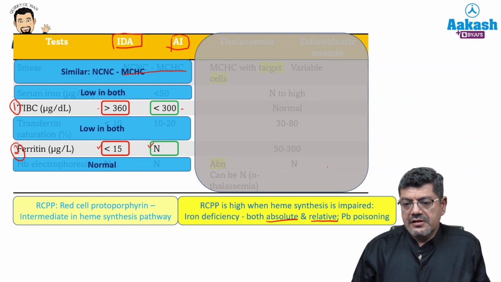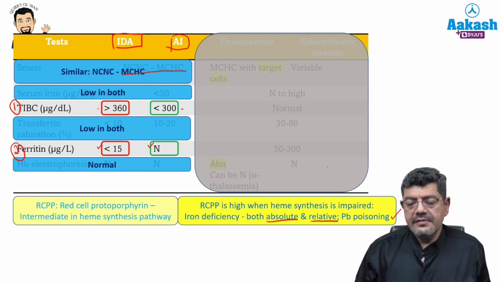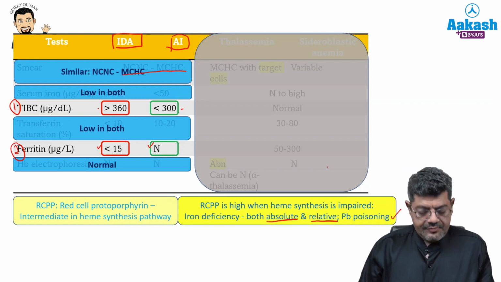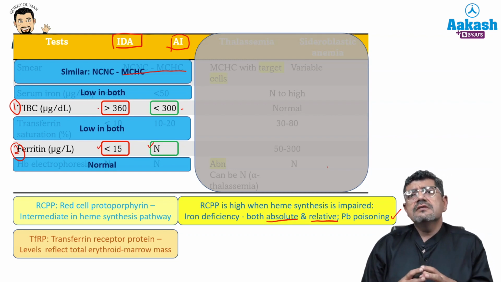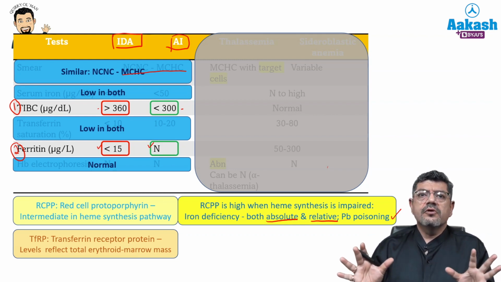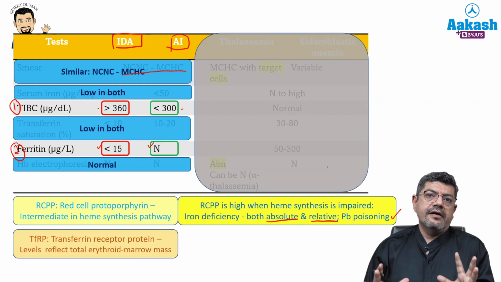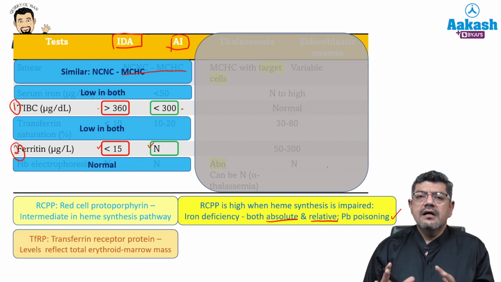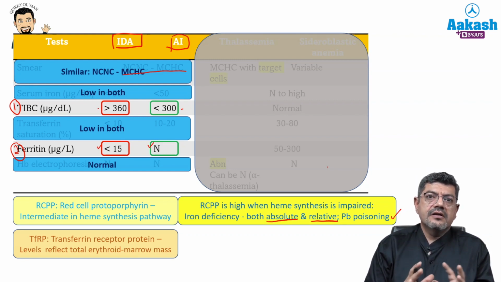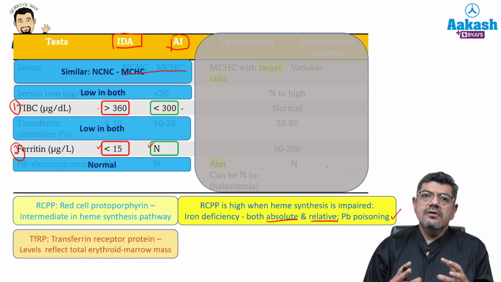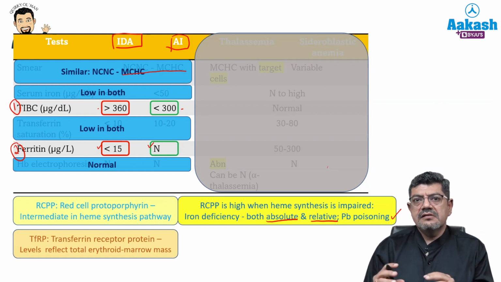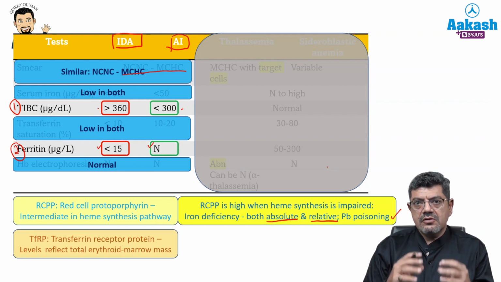Lead poisoning also will be associated with high red cell protoporphyrin levels, right? And then there's transferrin receptor protein levels, which reflect total erythroid marrow mass. Transferrin receptors are present on all cells of the body. All cells of the body need iron, right, for normal function. They are maximally located, their concentration is highest, on RBCs, and therefore, transferrin receptor protein levels. Some of these proteins, they're soluble.